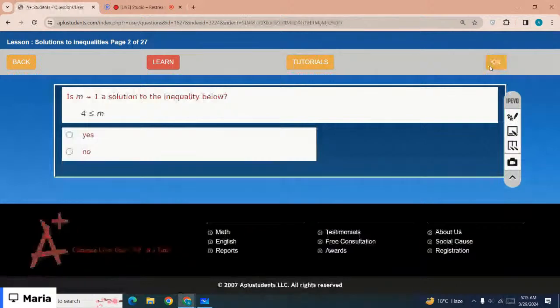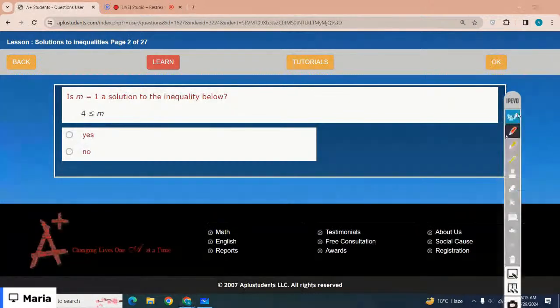Okay, the next one is: is m equals 1 a solution to the inequality below? So you are given m equals 1. So just replace the variable m with the value, right? So 4 is less than or equal to 1. Is 4 less than 1 or greater than 1?